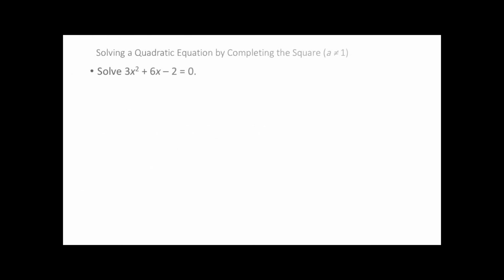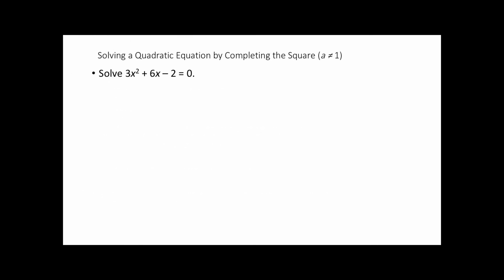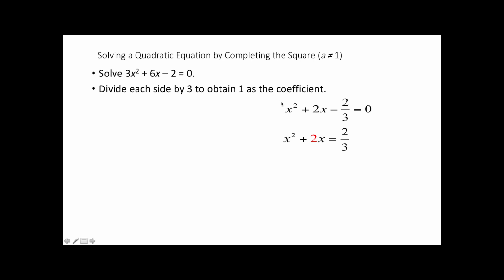So let's try an example where the leading coefficient is not 1. So notice that the leading coefficient is a 3. So a is 3. So we're going to divide each term by 3. So here we go. When I divide each term by 3, I get a 1. 6 divided by 3 is 2. And negative 2 divided by 3 is just negative 2/3. Leave it as a fraction. We don't want to introduce decimals, especially when you're dividing by 3, because that would not be a pretty decimal.